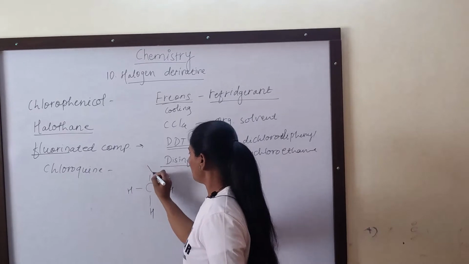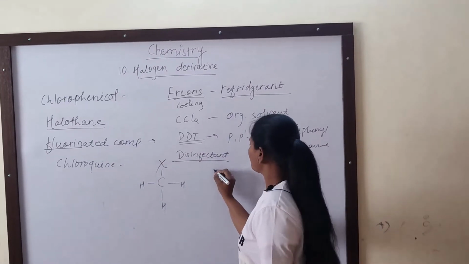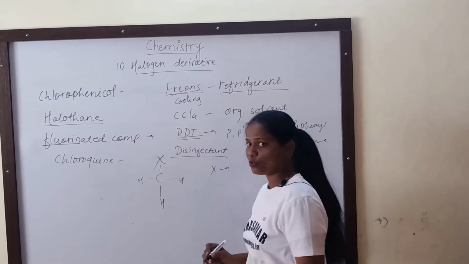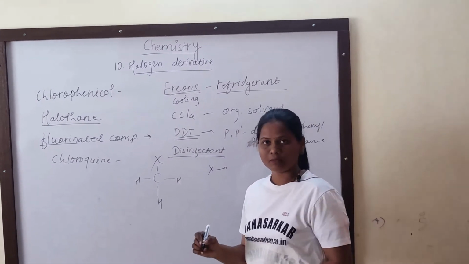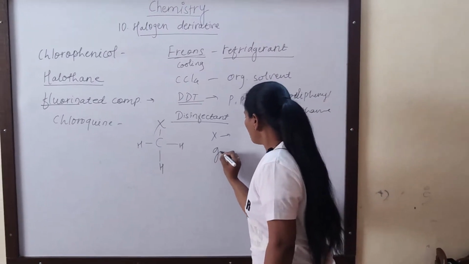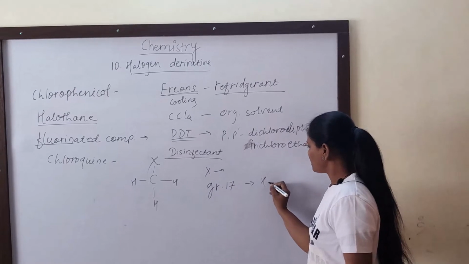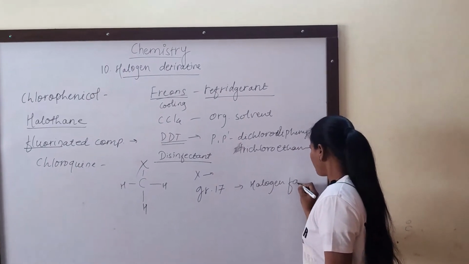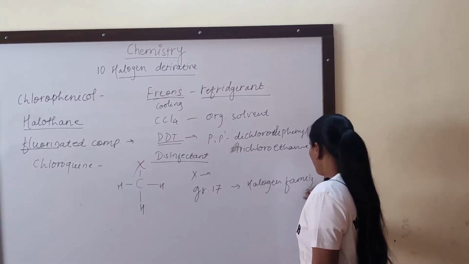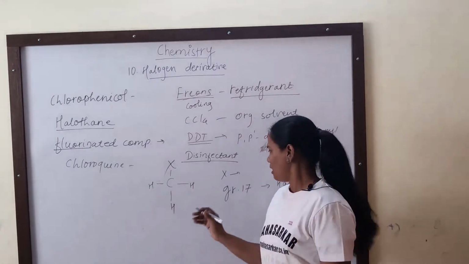Now, in general, the halogen is denoted by X. Now, what is that halogen? Which are the halogen atoms? That we should know. Yes, in the 11th standard, you learned about the periodic table. In the periodic table, the group 17 elements are known as the halogen family. Halogen family means what? In this group 17, all elements are halogens.